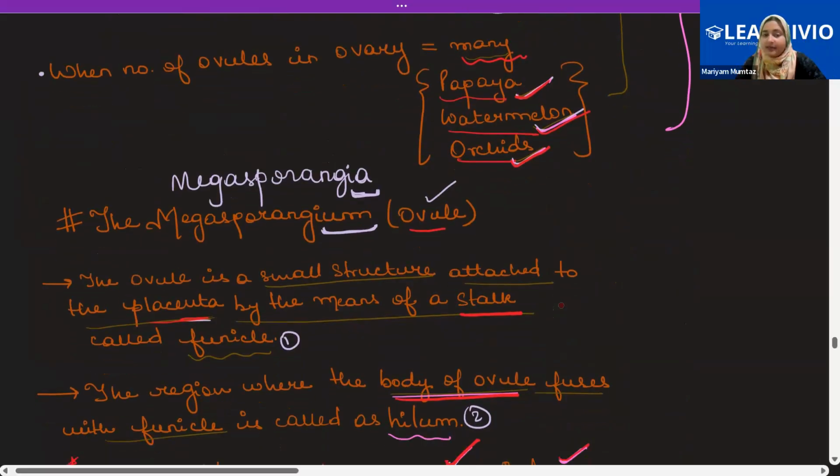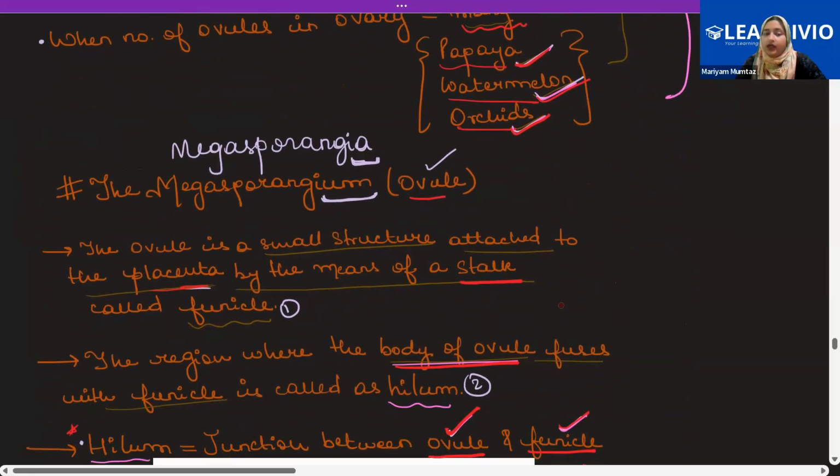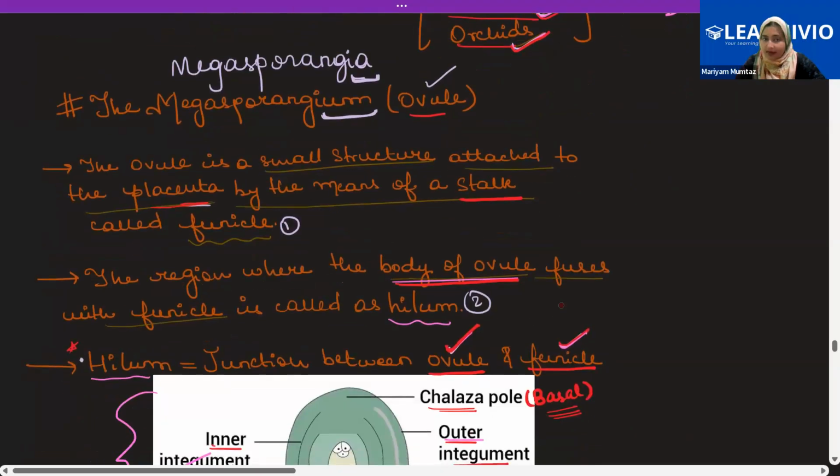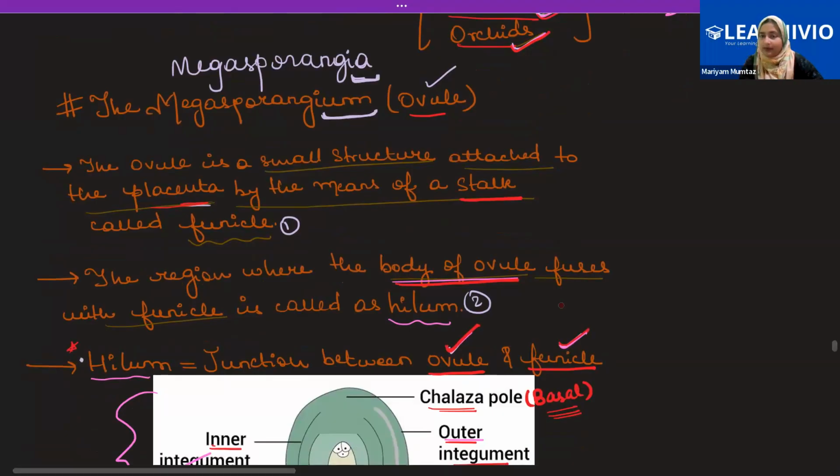Now, moving on to the megasporangia, which is the ovule. The ovule is of prime importance because inside the ovule only the egg will be made. And this egg will be very important for fertilization so that the male gamete, the pollen, can fuse with it and form the zygote. The ovule is a small structure that is attached to the placenta by means of a stalk. Stalk means a stick-like structure, called the funicle.